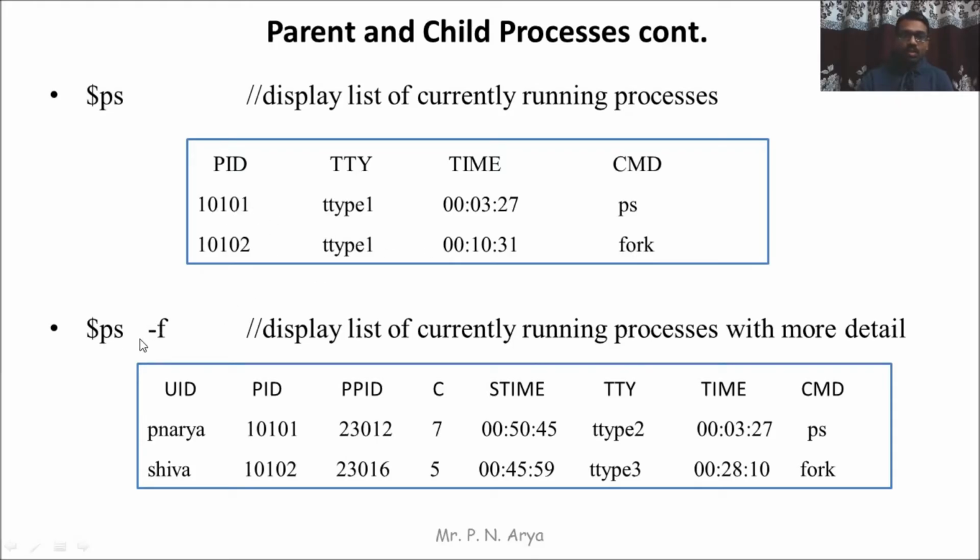And we can use it in a different way, like ps -f, which displays the list of current running processes with more detail, the full detail of each process. The full display means user ID, process ID, parent ID, CPU, start time (STIME means start time), terminal, time, and command. All the full detail of each process is displayed by using the -f option with the ps command.